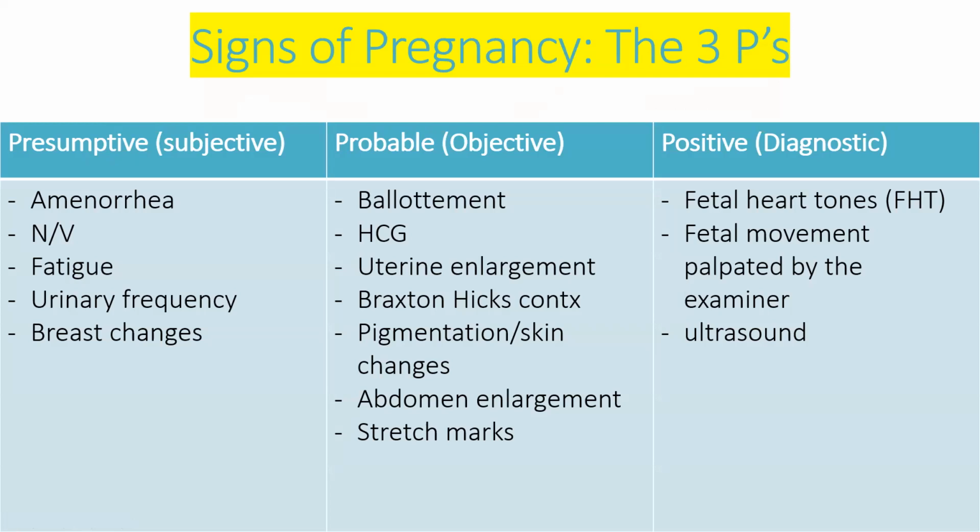So starting off with presumptive, we're going to have amenorrhea. So our girlie here has missed her period and she thinks she's pregnant. This is always subjective information here. So that's what that would be. The signs of presumptive would be what a woman says. And this could not even be associated with pregnancy. That's why this is the first P we're talking about.